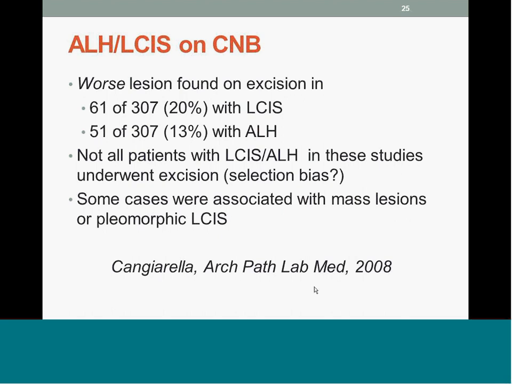A number of studies have been done in the literature, and I've summarized a couple of them here for you. This one by Contrarian found that of patients with LCIS, about 20% had a worse lesion on excision, and 13% of those with ALH in the core had a worse lesion on excision. But the trouble with this study and many others in the literature is that all sorts of biases are present. For example, in this study, not everyone had surgical excision, so you wonder what was going on with those who didn't, and whether these are pre-selected cases. Similarly, some of their cases were mass lesions or had pleomorphic LCIS, so it's small wonder that there was an upgrade rate in some of those. One would expect that, and so those are again some limitations of this study, as well as several others like it in the literature.